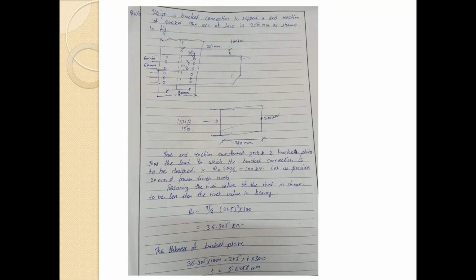So again we are going to discuss the problem over here. The problem is to design a bracket connection to support an end reaction of 200 kilonewton. The eccentricity of the load is 250 mm as shown in the figure. So here you can see the figure over here. The load is placed at 250 mm. From the top view it can be seen like this.